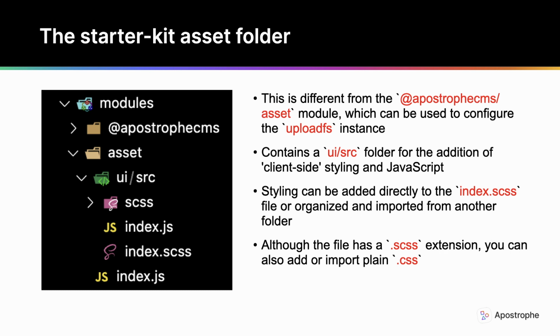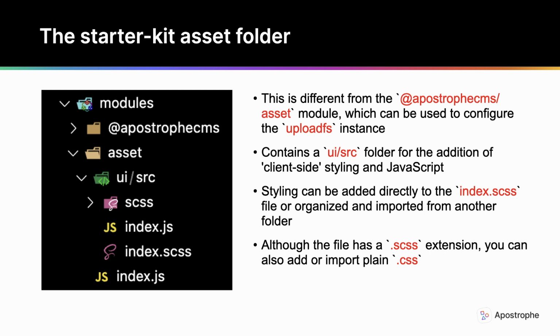It is also of note that if you have JavaScript in two different module ui/src folders that import the same dependencies, the Apostrophe Webpack build is smart enough to only include that resource once. In the starter kit project, the ui/src folder contains two files, index.js and index.scss. Any front-end assets that we want to be bundled for client-side delivery either need to be added to these files or imported by these files.